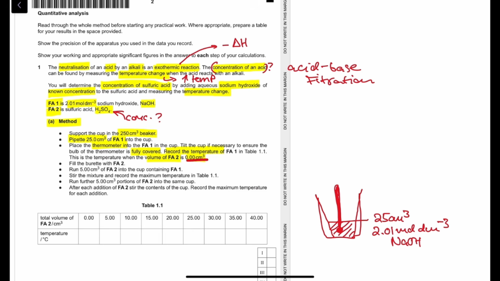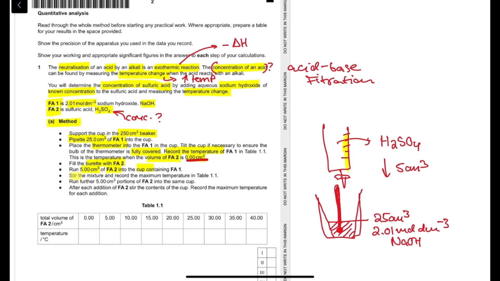Then it asks us to fill the burette with sulfuric acid. So there's going to be a burette, and it's going to have sulfuric acid. Let's just pretend it's filled so I don't have to shade. This has H2SO4. Then it asks to run 5 cm³ of sulfuric acid into the cup. So we're going to add 5 cm³, so the scale on the side must decrease by 5 cm³.